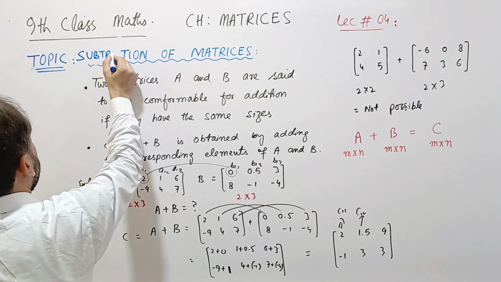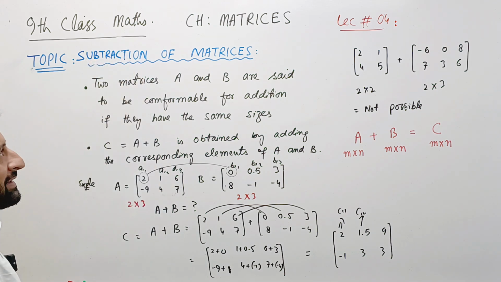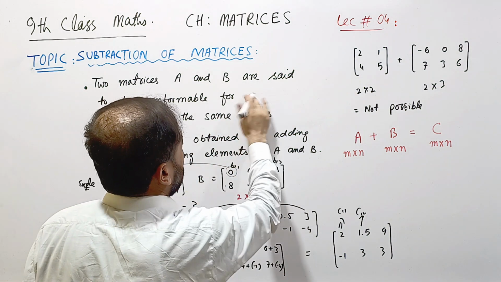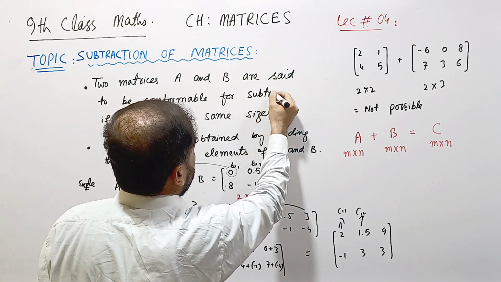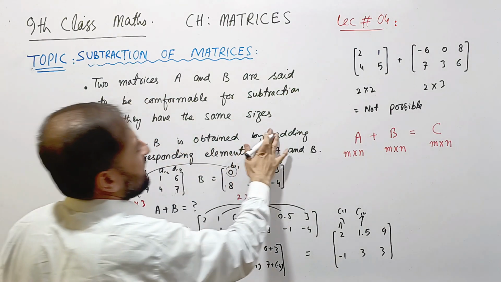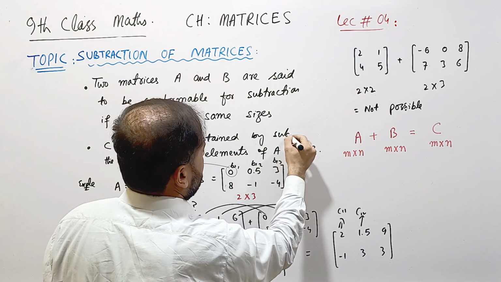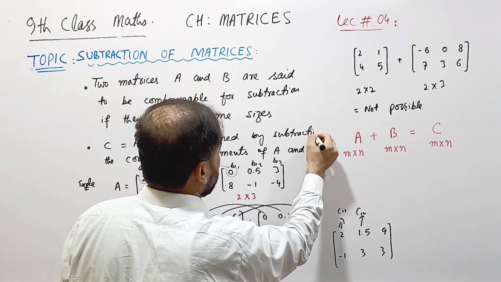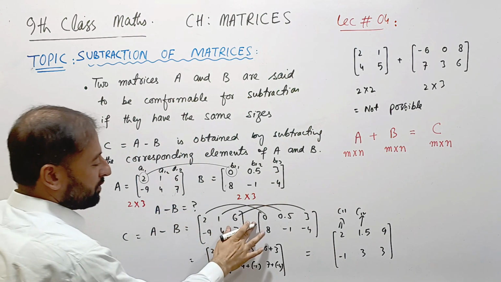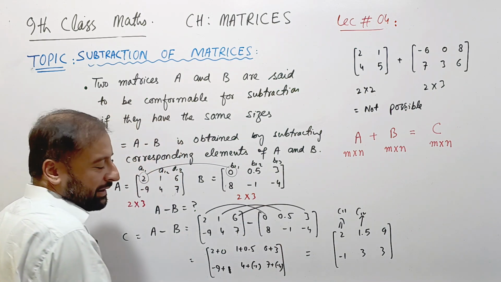Subtraction of matrices. If they are conformable for subtraction, if they have the same sizes, A minus B is obtained by subtracting the corresponding elements of A and B. For example, A minus B. So here you will have to subtract the elements.